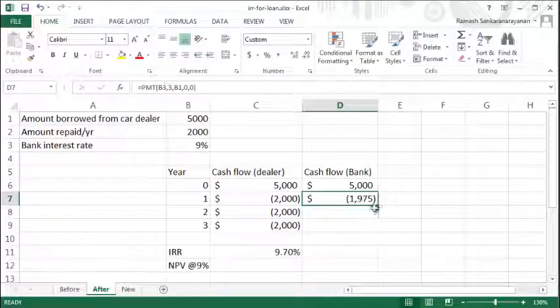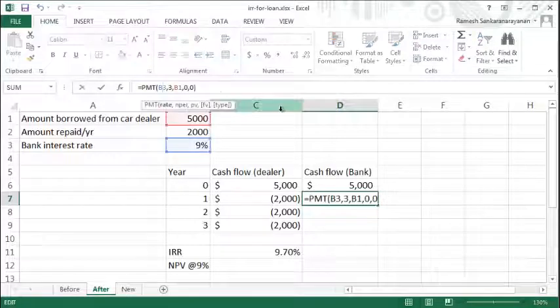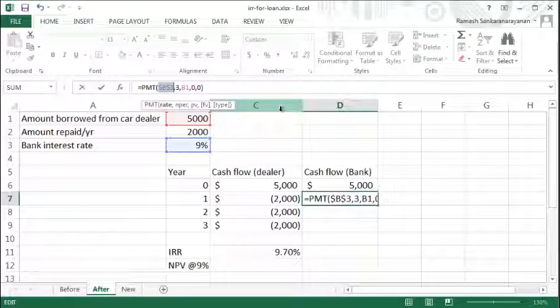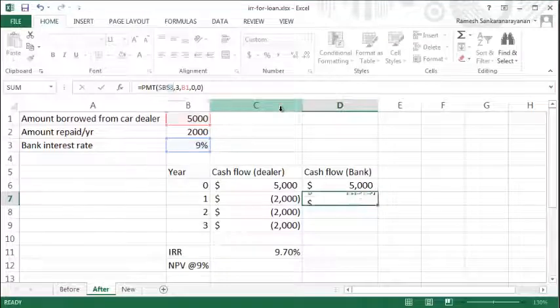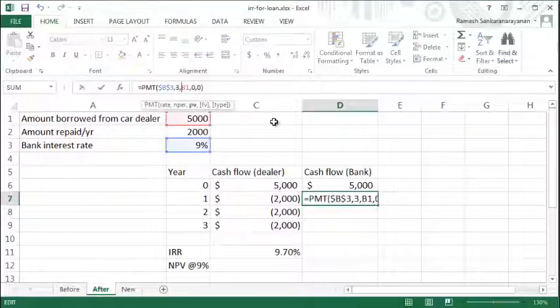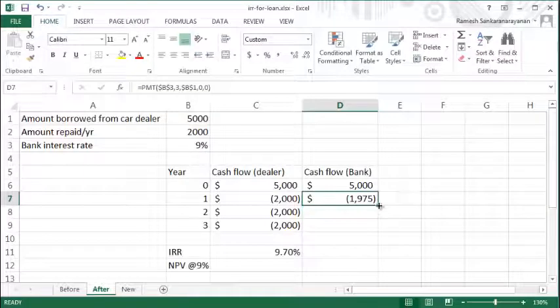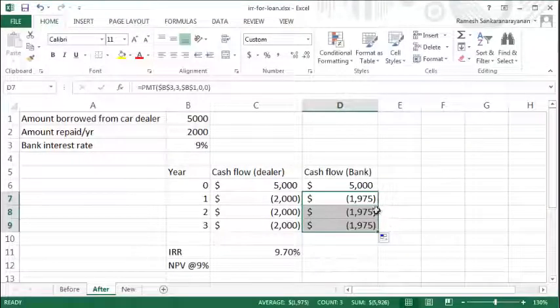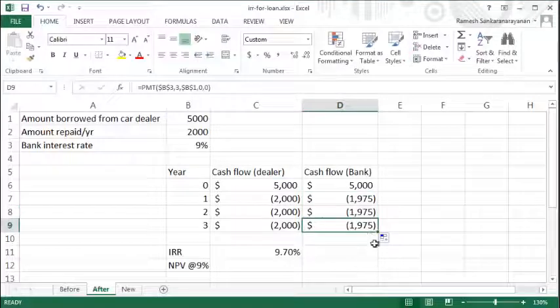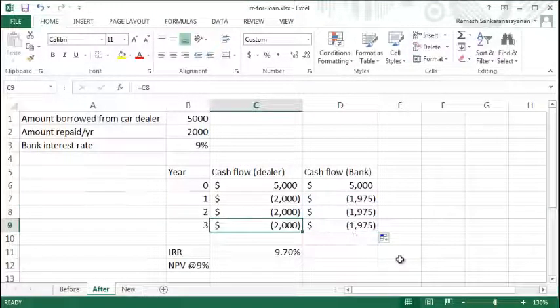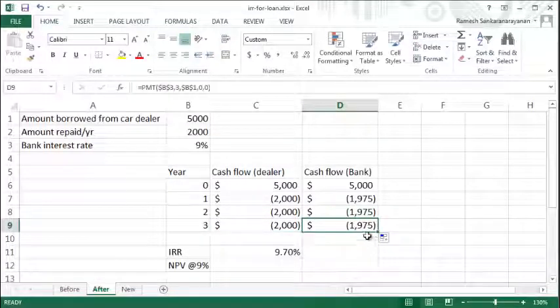And just so that we can copy this further down, I'm going to apply the dollar absolute cell reference. I click on that particular cell and press F4, and I click inside B1 and press F4 again, and that will result in the cell references being absolute. And from then I can copy this further down by clicking and dragging the fill handle. And you can see that each year I pay $1,975, which is lower than the $2,000 I would pay with the car dealer. So that gives us further confirmation that borrowing from the bank is a better option.